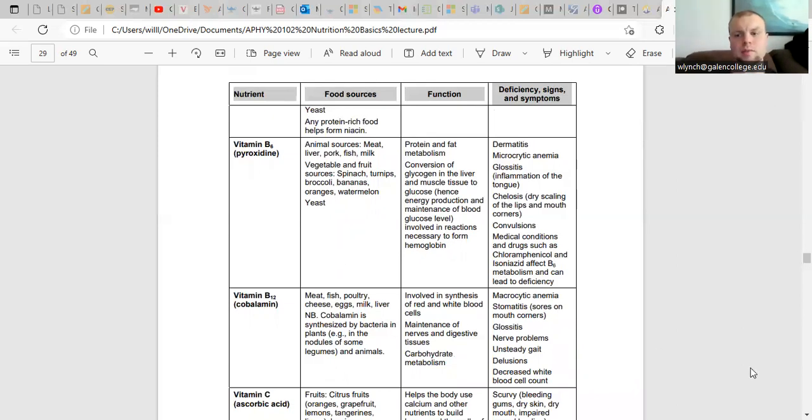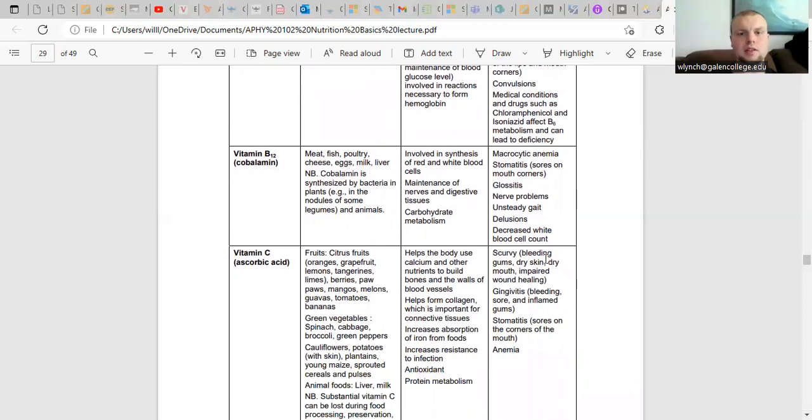B12 is cyanocobalamin or cobalamin. This is going to be incredibly important in the synthesis of red and white blood cells, so a deficiency here is going to be a source of anemia. It's known as pernicious anemia. Vitamin B12 is going to come from our meat, fish, and dairy sources. The cobalamin is synthesized by bacteria in plants, so we are going to get that from the root nodules of legumes and things like that, and beans.